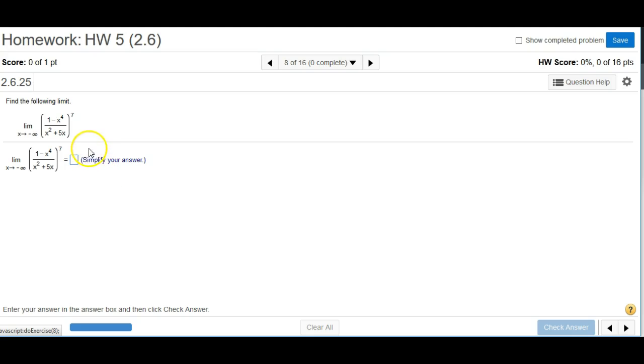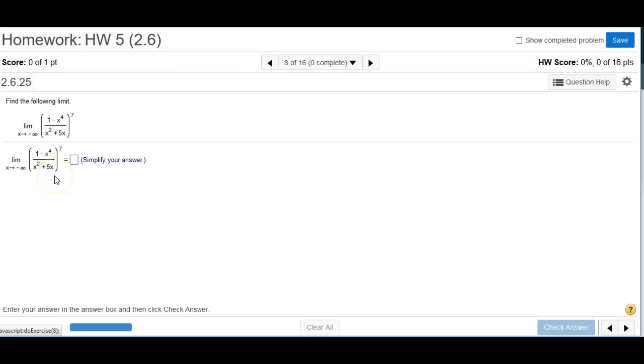When you do these, yours will probably be slightly different because of the randomization, but this just gives you an idea how to do these. So in this first limit, we're looking to find the limit as x approaches minus infinity of the quantity 1 minus x to the fourth over x squared plus 5x, all raised to the seventh power. First of all, you need to think of this function as a composition of functions. So f of x is x to the seventh, and g of x is what's inside. So we have f of g of x.